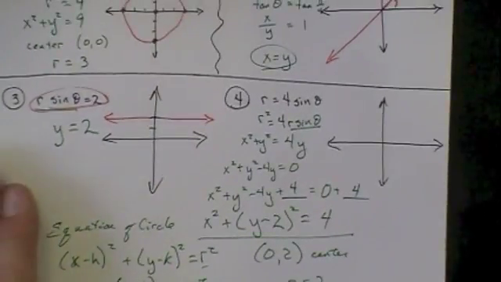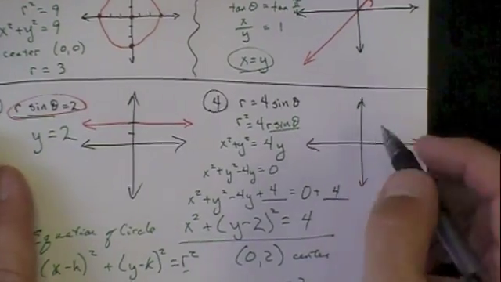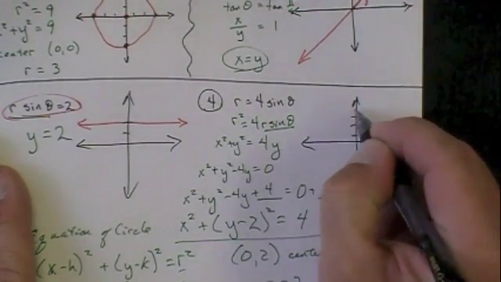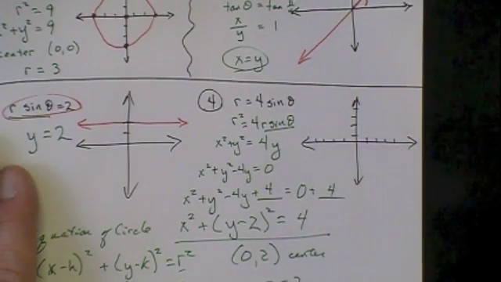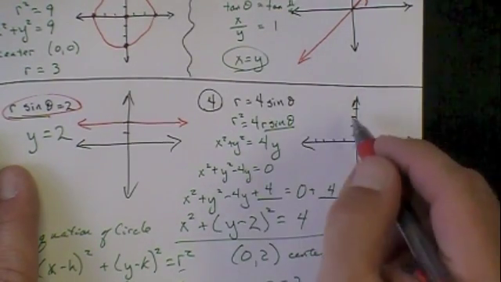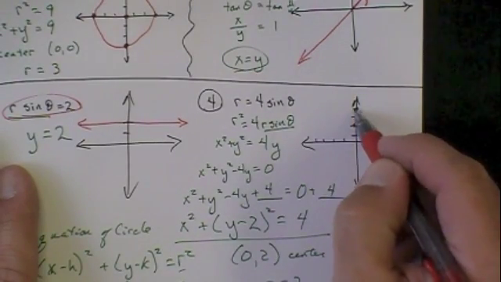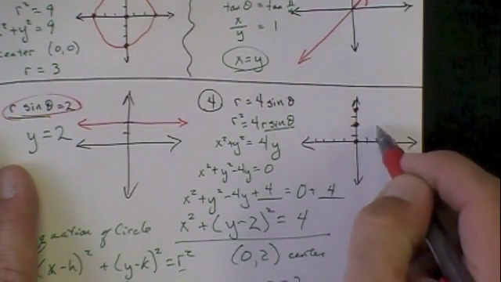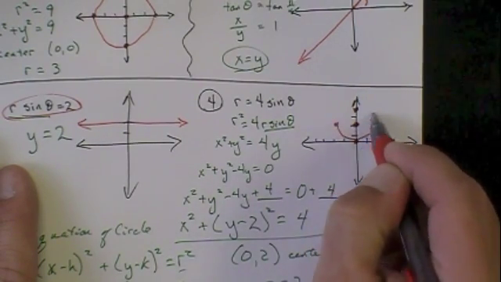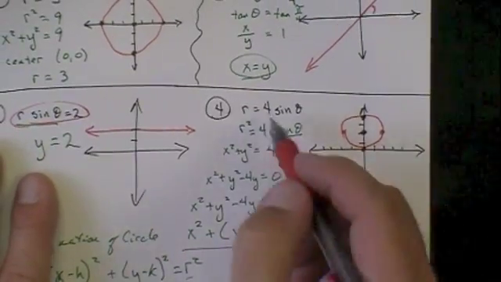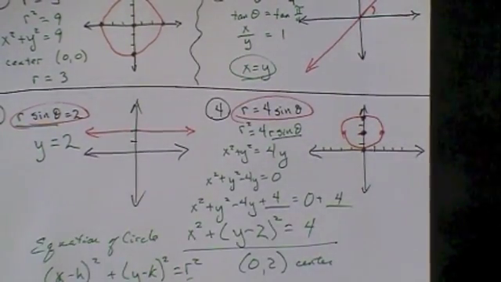So now if we're going to graph that, we can go back up here to our graph. We're going to count off some points. And so the center's at 0, 2. That'd be here. And now we've got a radius of 2, so if I go up 2, down 2, over 2 from our center point there, and over 2 from our center point there, that gives us the circle. And that would be our graph for r equals 4 times the sine of theta.